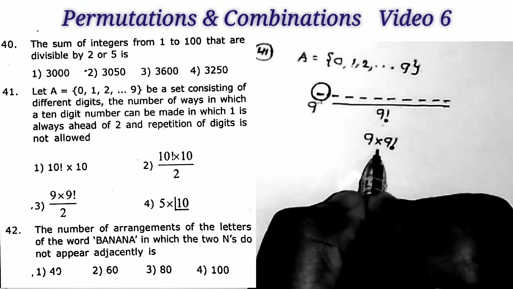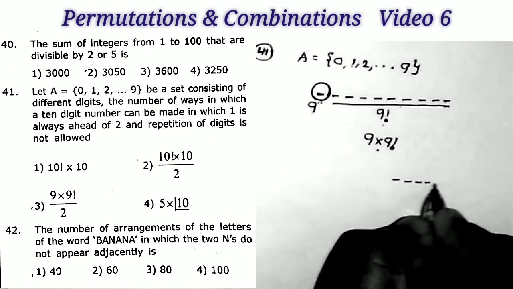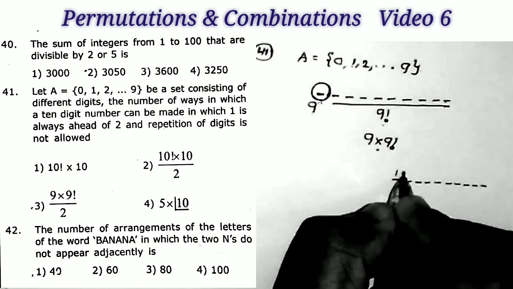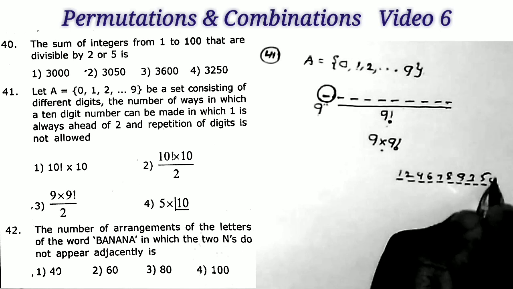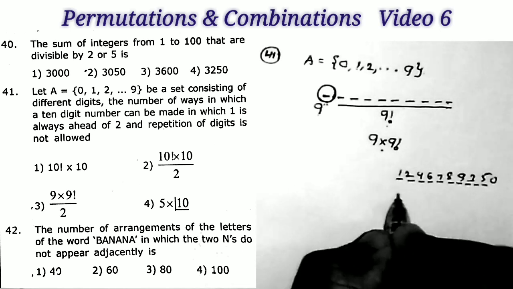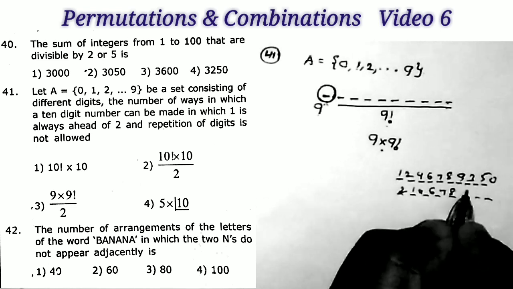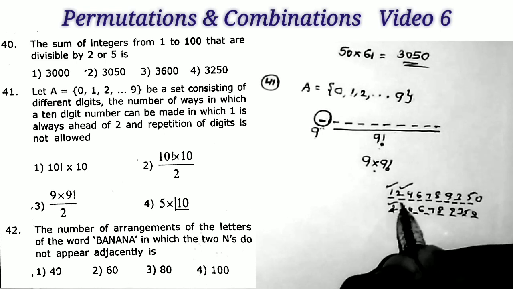But what is the condition? 1 is always ahead of 2. So, first here I take one number. See the number 1, 2, 3, 4, 5, 6, 7, 8, 9, 10. Suppose this is 1, 2, 4, 6, 7, 8, 9, 3, 5, 0. Suppose this is the 10-digit number and the second number is equal to 2, 1, 4, 6, 7, 8, 9, 3, 5, 0.